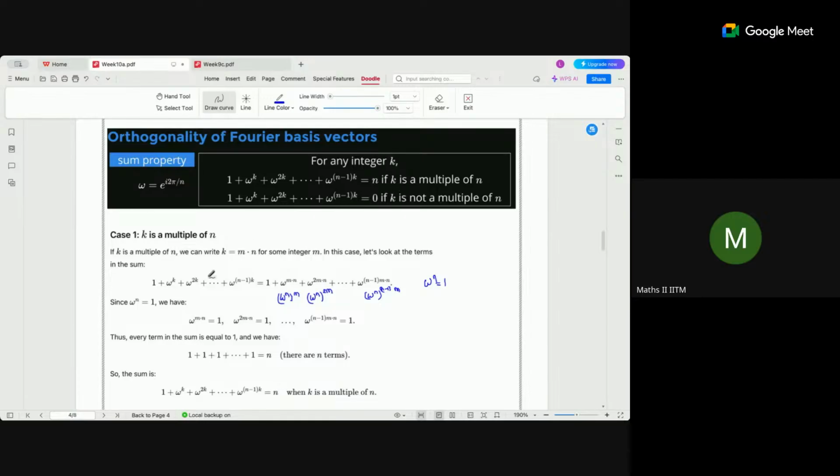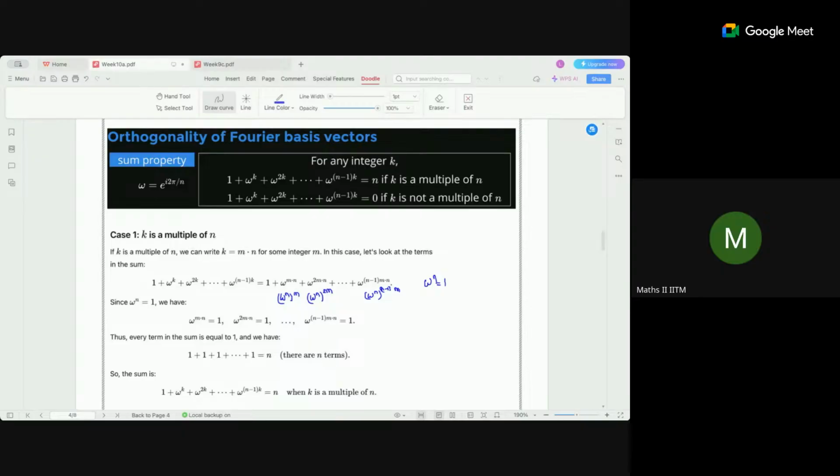So the first equality, is it clear? Why is the sum equal to n? Yeah. When k is a multiple of n, the sum is n. Now, if k is not a multiple of n, then what happens? Do you all remember what a geometric series is?